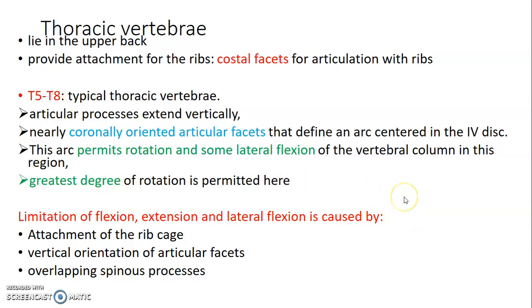The thoracic vertebra has limited flexion, extension, and lateral flexion. Why? You need the rib cage to protect your organs in the thorax. You need limited movement of the rib cage on the thoracic vertebra. Lateral flexion: the facets are vertically oriented, and that limits movement. And then the spinous processes of thoracic vertebra overlap. So you need limited movement because of the lungs.